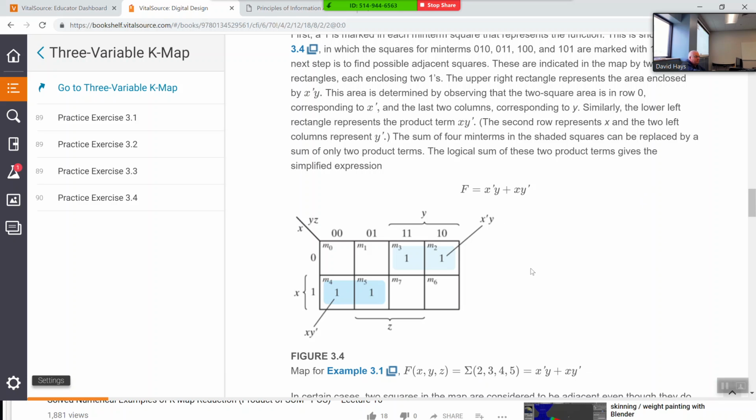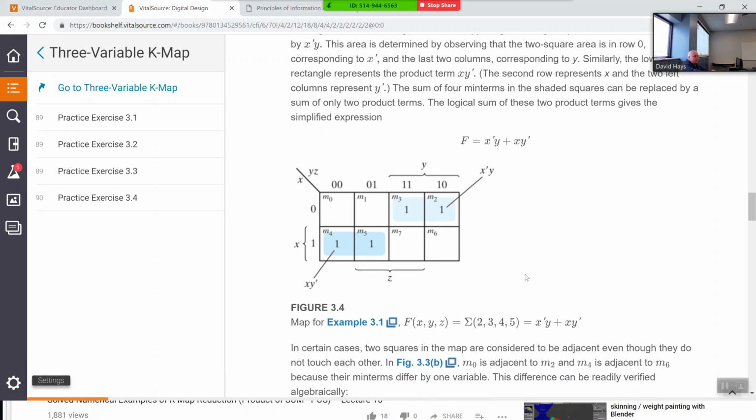Okay. Let's review a little bit. This is from the 3-variable K-map. Now look at this. So these two right here. This up here is given the function. But where that comes from is you're looking at these particular items here: 2, 3, 4, and 5.